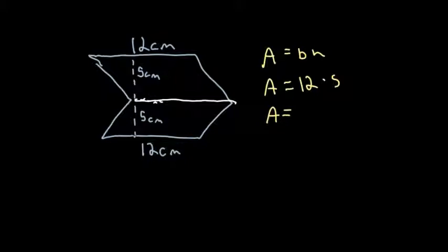So area equals 12 times 5 is 60. Then I multiply that 60 times 2 because I have two parallelograms, so I get 120 centimeters squared for my area.